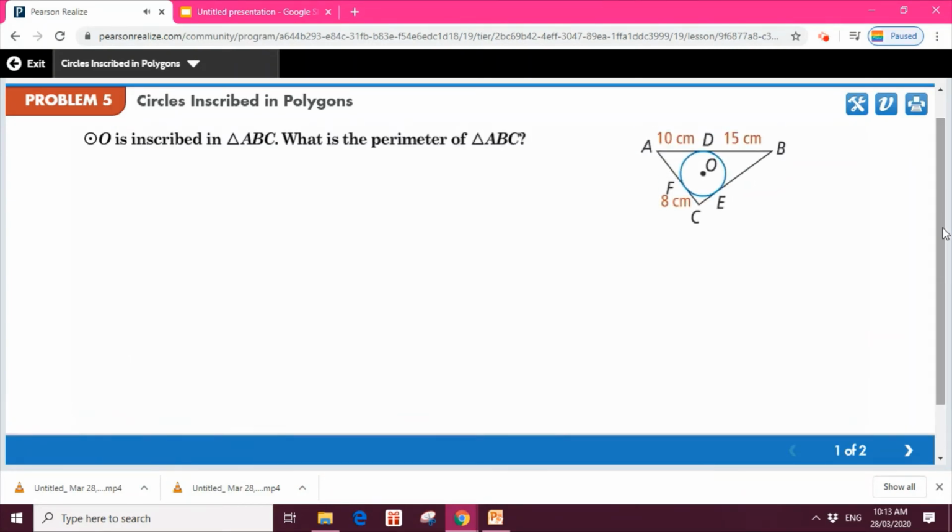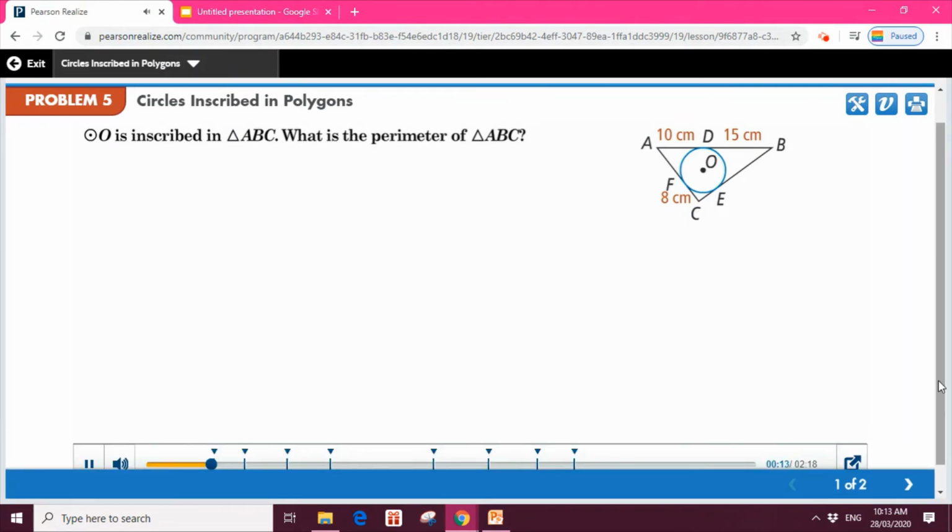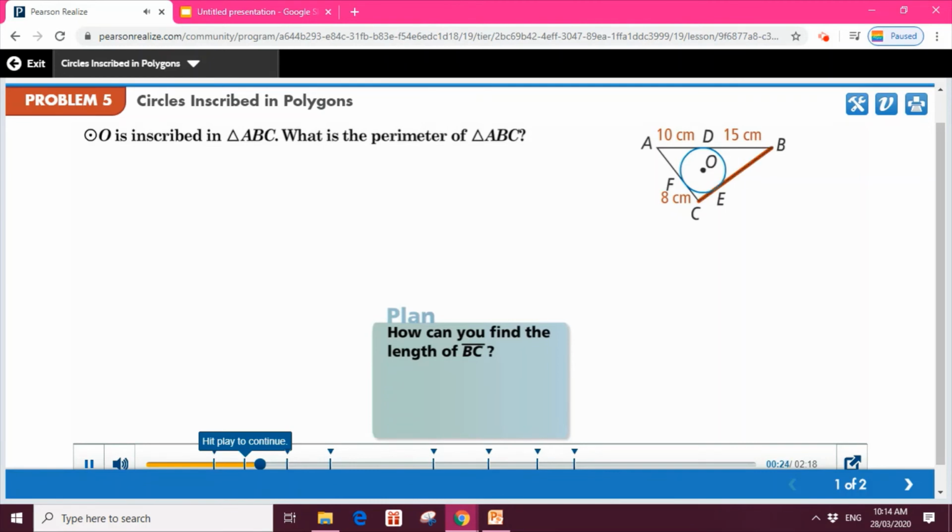In this problem, you will find segment lengths using a circle inscribed in a polygon. Circle O is inscribed in triangle ABC. What is the perimeter of triangle ABC? How can you find the length of segment BC? Find the segments congruent to segments BE and EC. Then use segment addition.